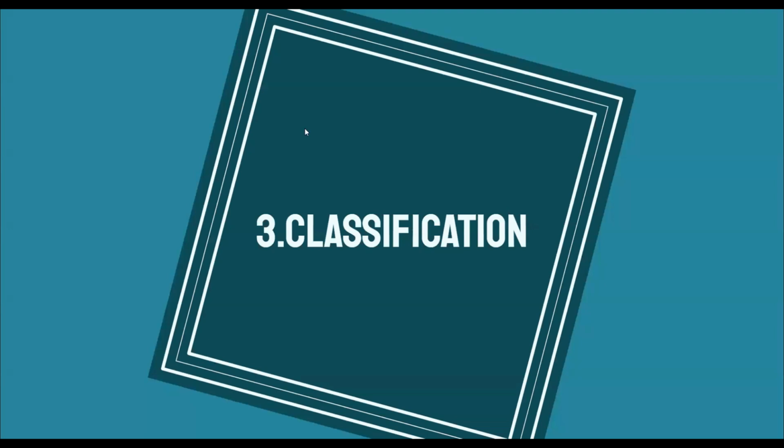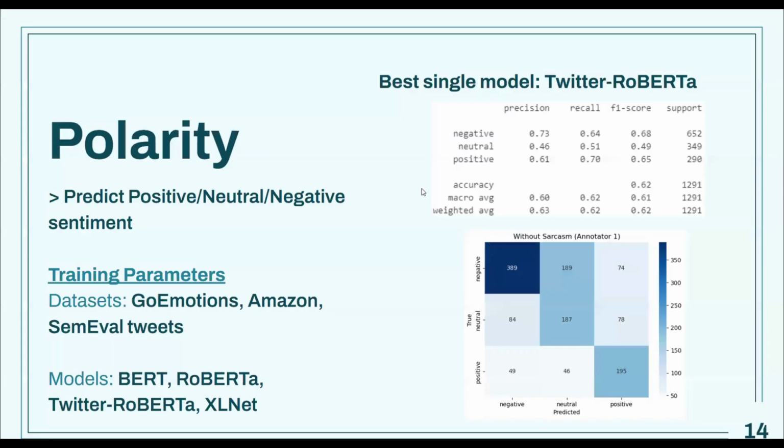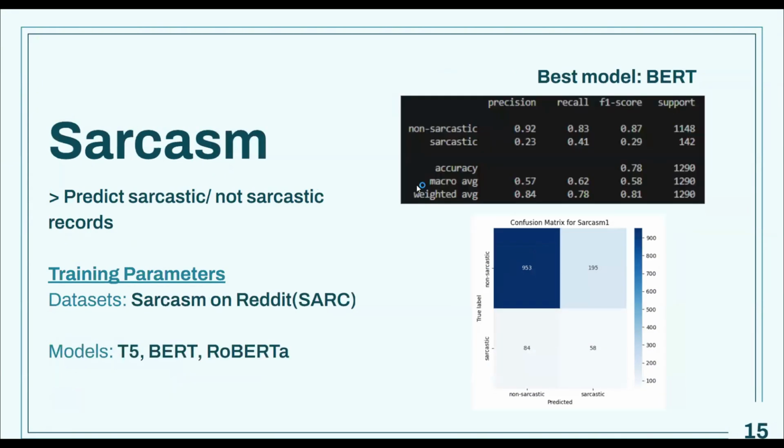Now our 2 classification tasks: polarity and sarcasm detection. For polarity, our goal was to classify comments into positive, neutral, or negative sentiments. Our training dataset was a combination of Reddit data from GoEmotions, Amazon reviews, and tweets used in the SemEval benchmark. We fine-tuned pre-trained LLMs like BERT, RoBERTa, Twitter RoBERTa, and XLNet. The best model was Twitter RoBERTa, which achieved an accuracy of 0.62.